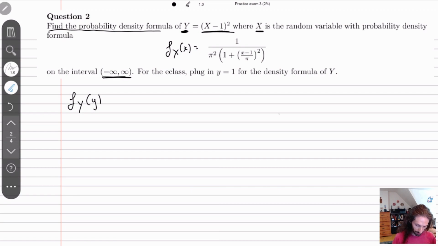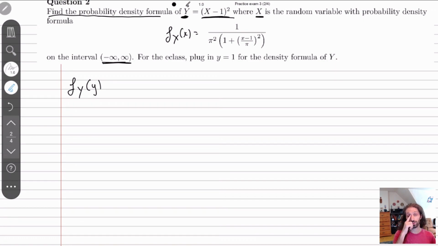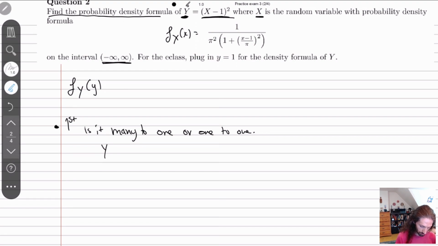So what we have to do is first figure out whether we're doing many to one or one to one. Here, we have to look at our y equals (x minus 1) squared. If you were to graph this, and I'm okay with you graphing this into Desmos or whatever graphing calculator you want, that is not considered cheating. You're more than okay doing that.